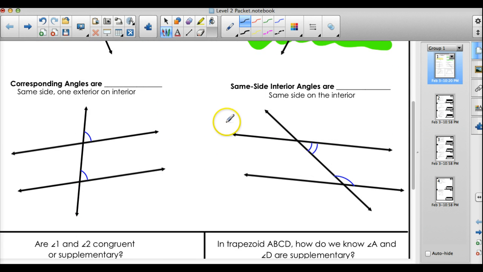Three, corresponding angles. This is the one that confuses people the most. That is when you have one on the interior, one on the exterior, and they're on the same side, so it looks just like this. These angles are also congruent.